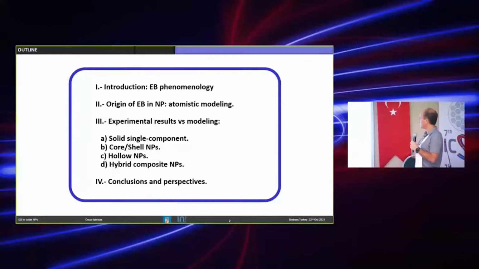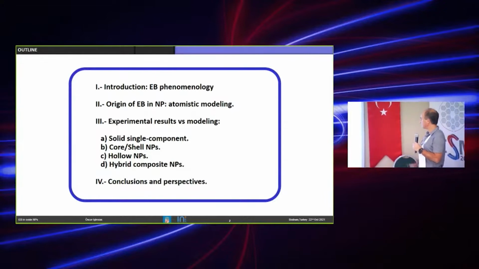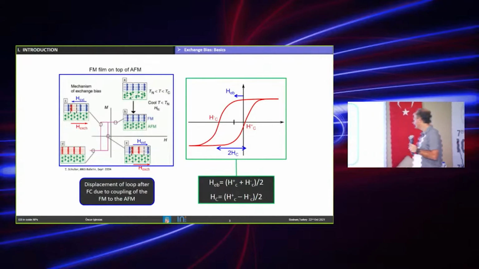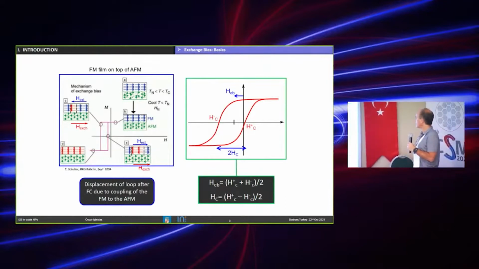Here's the outline of the talk. As I told you, I will make a small introduction to exchange bias phenomenology in nanoparticle systems. And then I will comment on some atomistic modeling. And after this, a series of examples of different experimental results and how we have tried to model them.